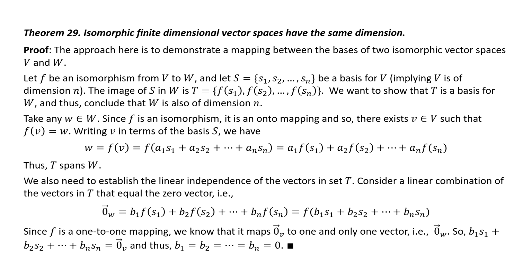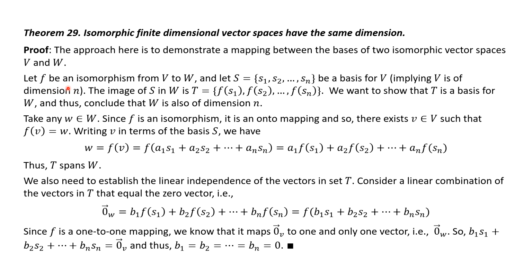We're going to show that isomorphic finite dimensional vector spaces have the same dimension. And the approach here is to demonstrate a mapping between the bases of two isomorphic vector spaces, which we'll call V and W, and then we can conclude that they both have the same dimension. So let F be an isomorphism from V to W, and let S be the basis for V, so implying V is of dimension n.